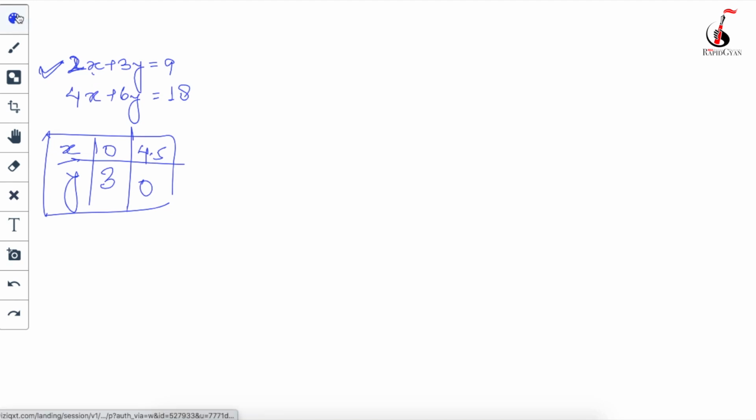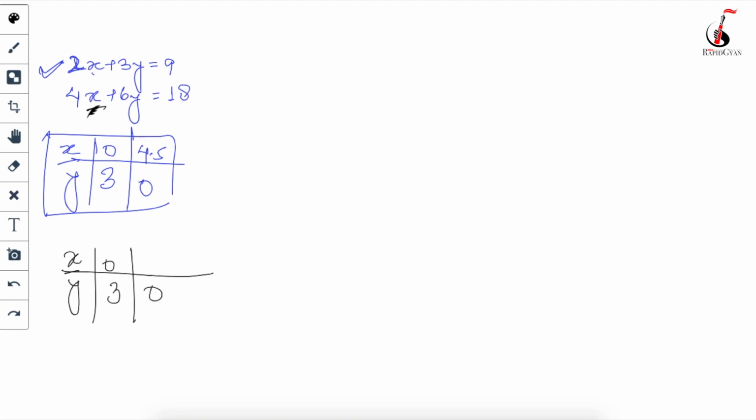Now for the second one, let me try. So I am going to take 4x. Here also I will take x and y, and first I will take x equal to 0. So y will be 18 upon 6, which is 3, correct? Now I will take y equal to 0, so 18 upon 4, which is your 4.5, correct? So if you are seeing, in both the cases we are getting the same points.